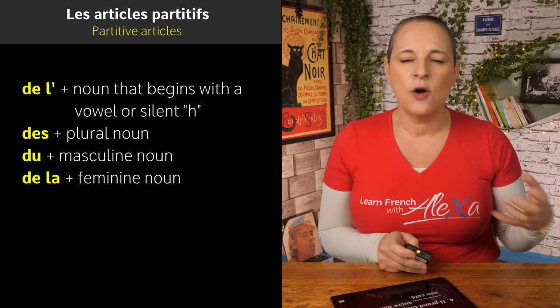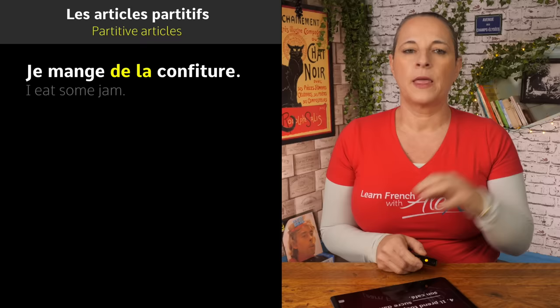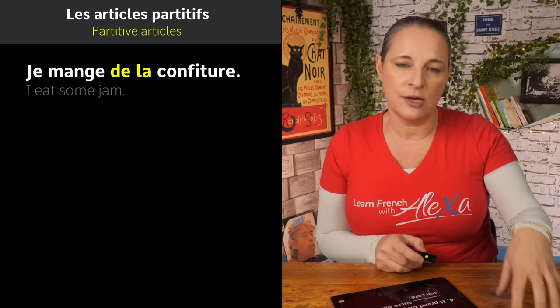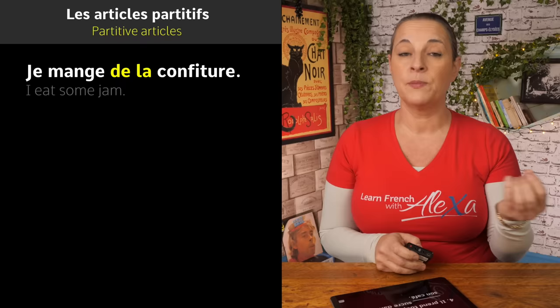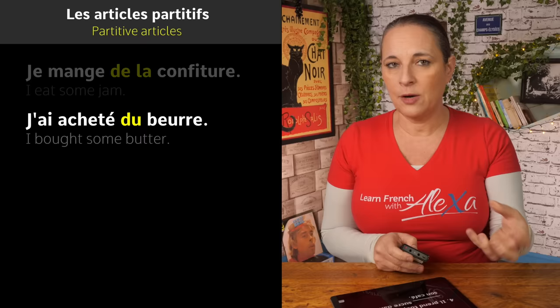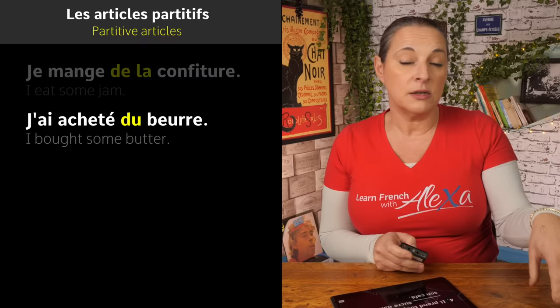So let's have a look at some examples here. Je mange de la confiture. I eat some jam. Because confiture is a feminine singular noun, we must say de la confiture, okay? If you wanted to use a masculine singular noun, for example, we could say j'ai acheté du beurre. I bought some butter. Here we use du, okay, because beurre is masculine singular. We can't say de le beurre, okay? We need to say du.